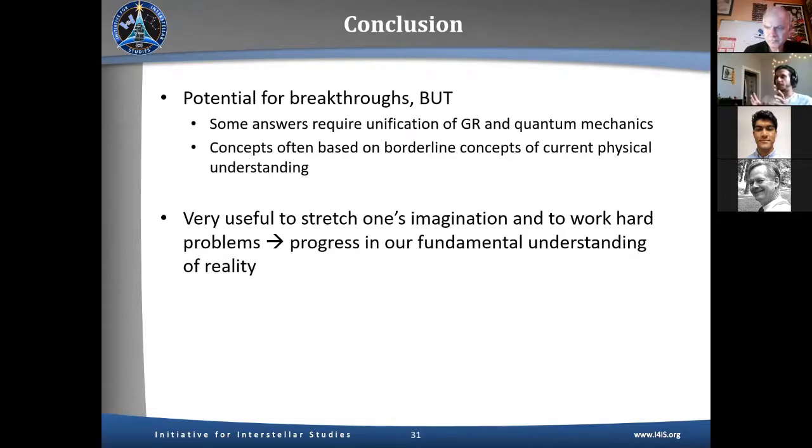But you have to be careful with concepts presented to you, because a lot of them suffer exactly from the same issues, that the underlying physics is not well understood, that they rest on a very specific interpretation of the physics, or that sometimes it's wishful thinking and that some of the numbers just don't work out. But again, it's very useful to stretch your imagination and try and come up with engineering solutions on the edge of our fundamental understanding. And yeah, I hope that maybe we can have a little bit of a discussion about this now.